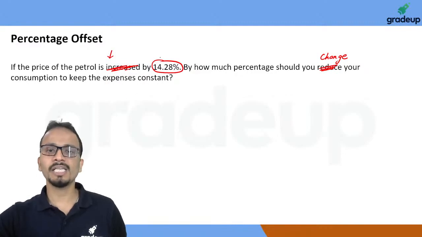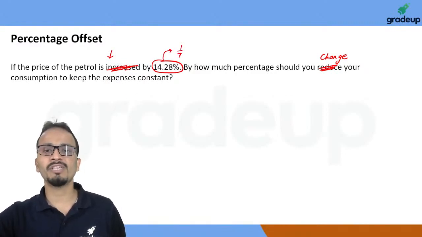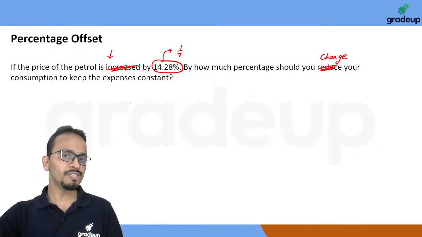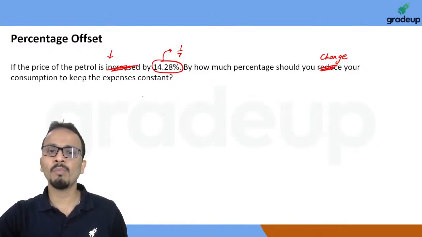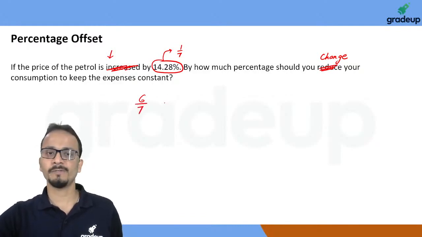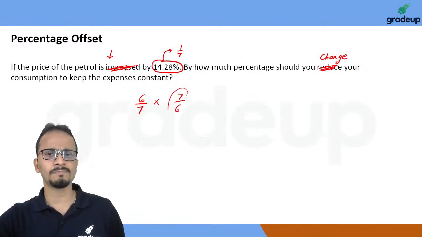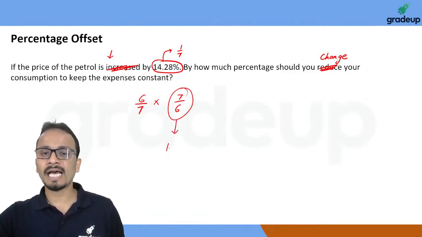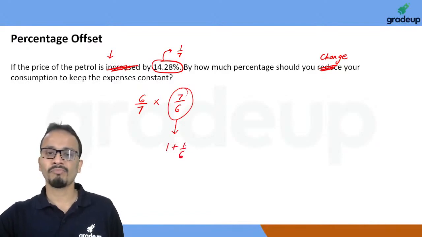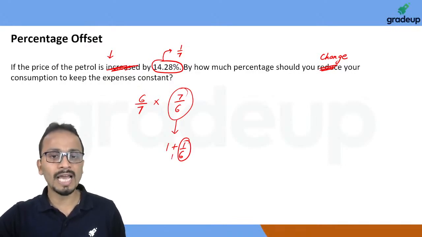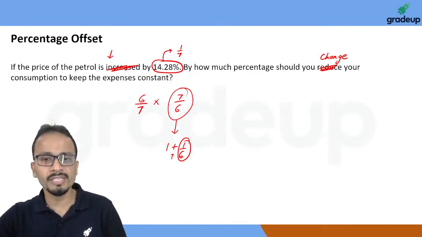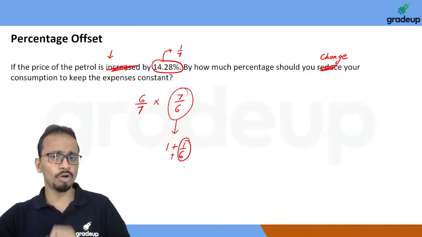Now price is decreased by 14.28, that means 1 by 7 is the fraction. So something which is decreased by 1 by 7 will become 1 minus 1 by 7, that is 6 by 7. To nullify the effect of 6 by 7, I have to multiply it by 7 by 6. So consumption should become 7 by 6 of the original consumption. I can write 7 by 6 as 1 plus 1 by 6. So that means consumption should increase. Why increase? Because I have a plus sign. So consumption should increase by a fraction of 1 by 6.